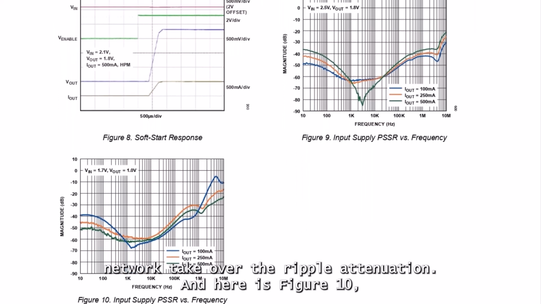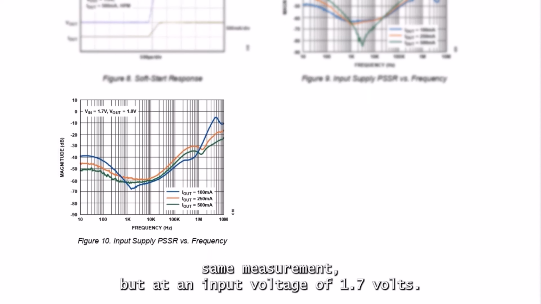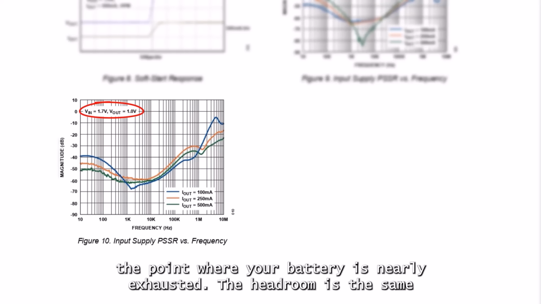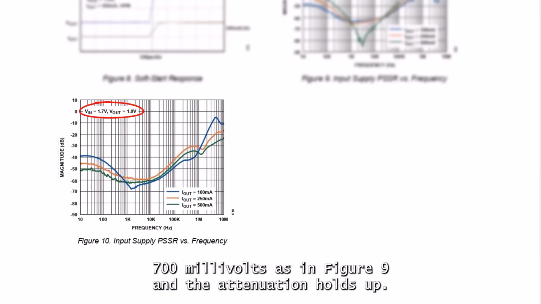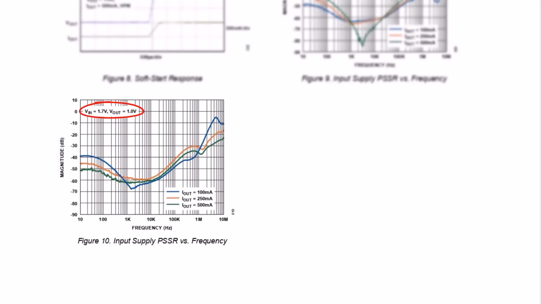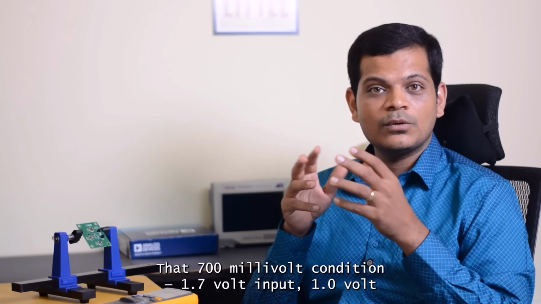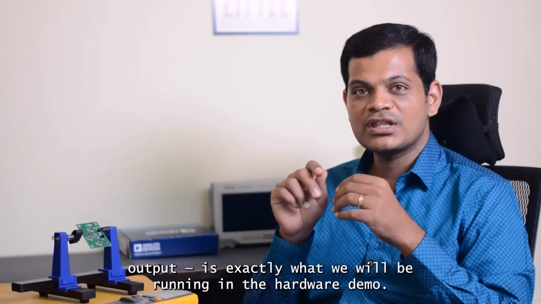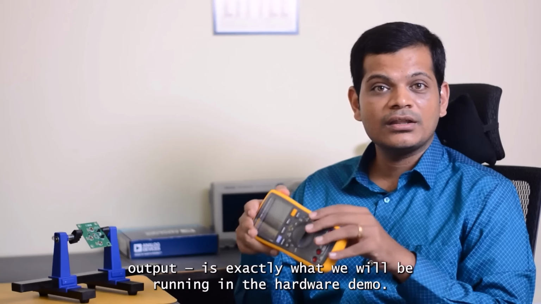And here is figure 10, same measurement, but at an input voltage of 1.7 volts. That is the absolute minimum rated input voltage for this device, the point where your battery is nearly exhausted. The headroom is the same 700 millivolts as in figure 9 and the attenuation holds up. The PSRR does not fall apart at the floor of the operating range. That 700 millivolt condition, 1.7 volt input, 1.0 volt output, is exactly what will be running in the hardware demo.